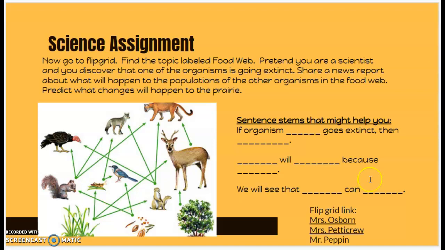Okay, so some sentence starters you could use. If organism blank goes extinct, then blank. And blank will... because why? Well, we will see that blank can blank.